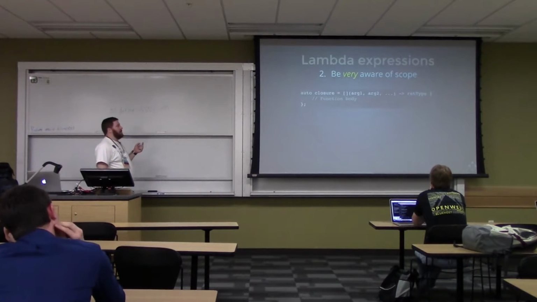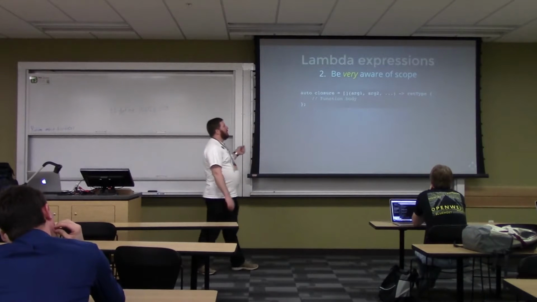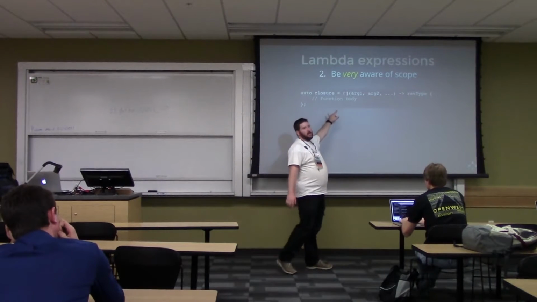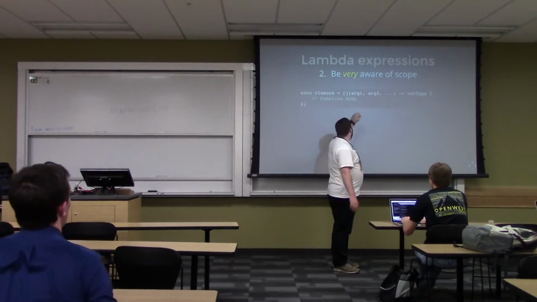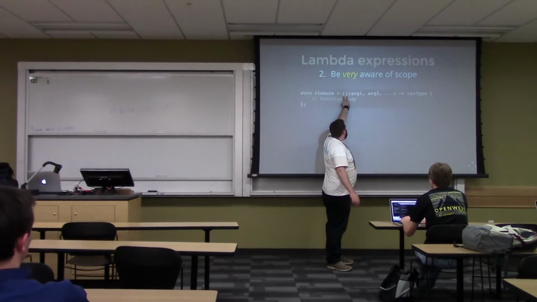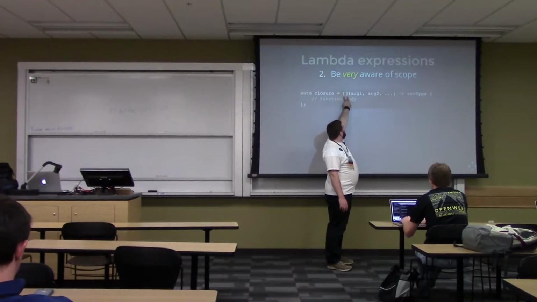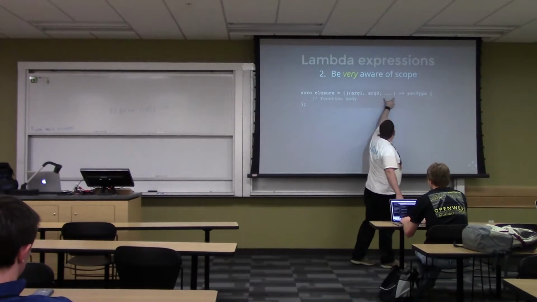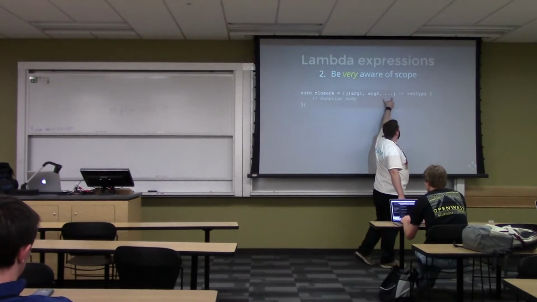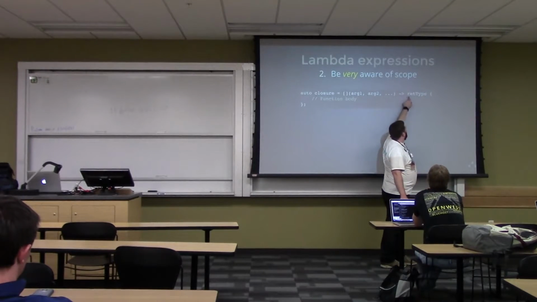Number two, be very aware of scope. Here is the basic syntax for creating a closure. So I want to point out a few specific things. The brackets, this is what defines your capture list. Then you have your argument list, types and everything, just like a function. Then the little hyphen greater than and the return type.